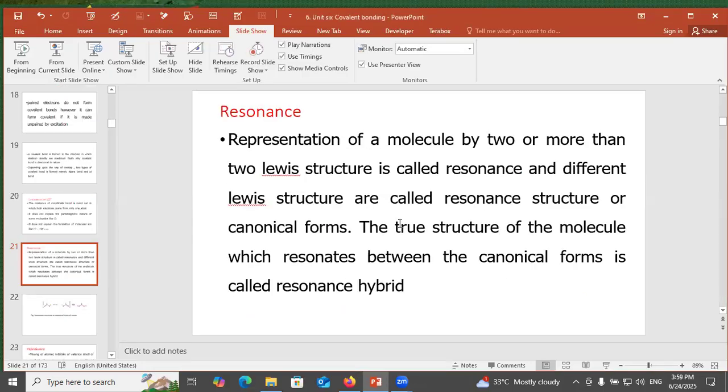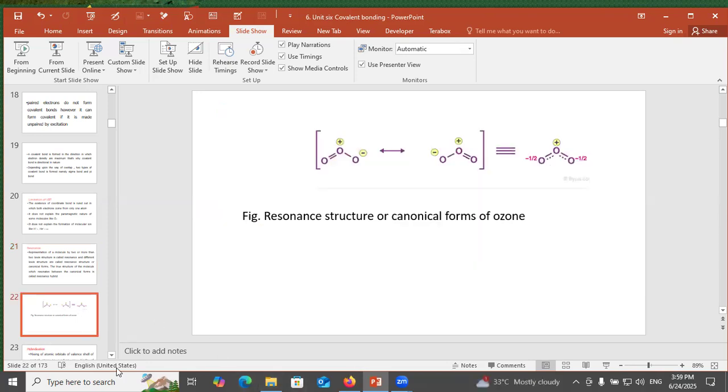Resonance. Representation of a molecule by two or more Lewis structures is called resonance, and different Lewis structures are called resonance structures or canonical forms. The true structure of the molecule which resonates between the canonical forms is called resonance hybrid. See, in this case of ozone, this is the resonance structure or canonical form of ozone.